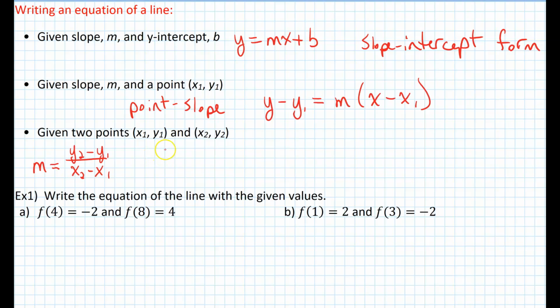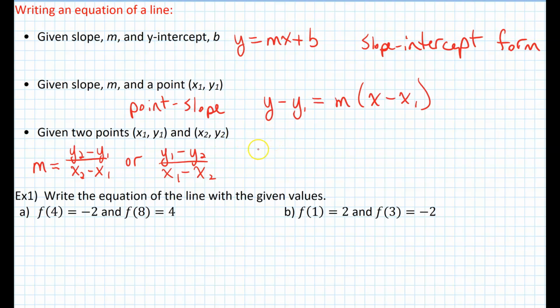Or could we also do y1 minus y2 over x1 minus x2? Yes. So it doesn't matter the order that you do it in, you just have to make sure that the corresponding pieces are coming from the same coordinate. And what is this form called? Well, at this point, we found the slope, and now we can use the slope to put it into either of the equations above.